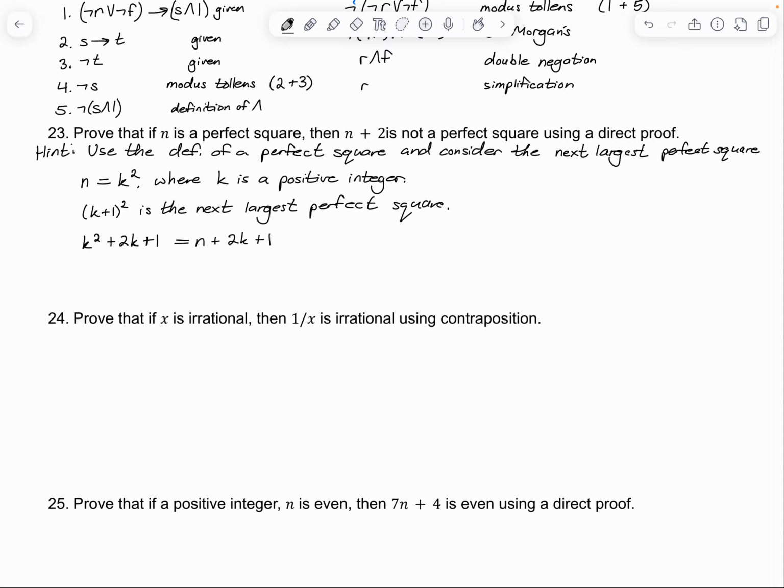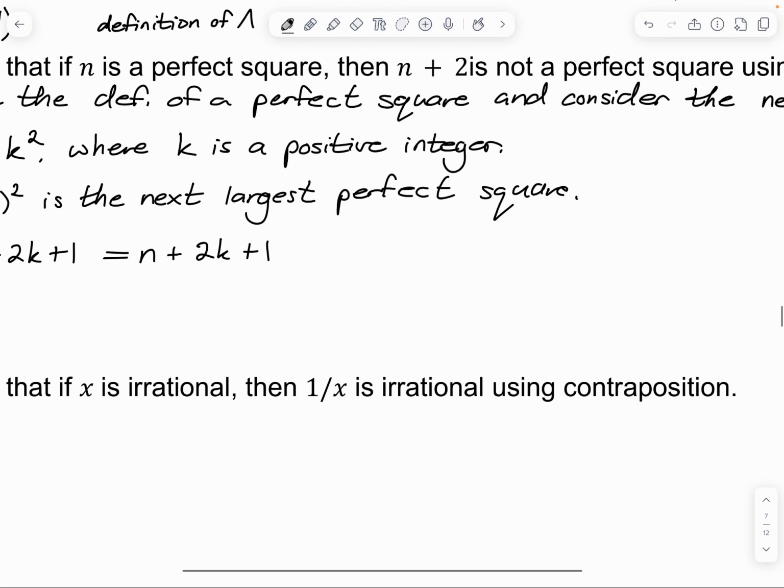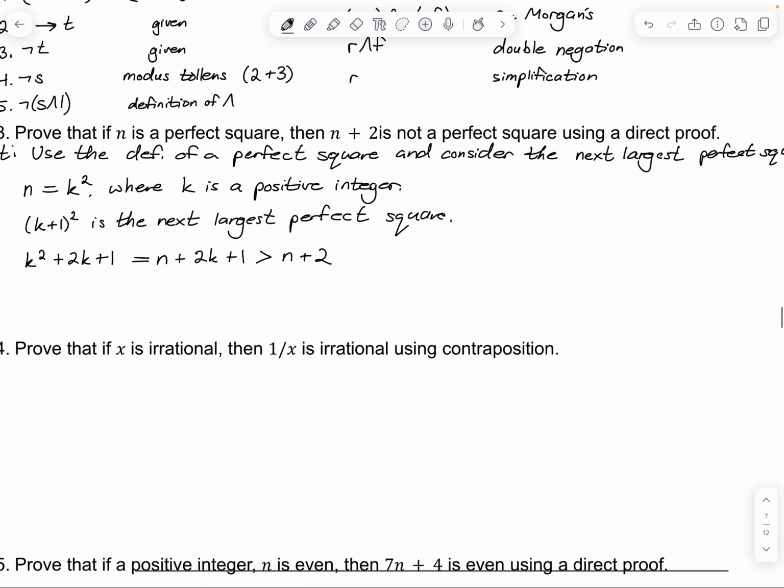Okay, so my goal is to prove that n plus 2 is not a perfect square. And I'm noticing that this is definitely bigger than n plus 2, because we said k has to be positive. So this is bigger than n plus 2, which means if the next perfect square is bigger than n plus 2, then n plus 2 cannot be a perfect square.